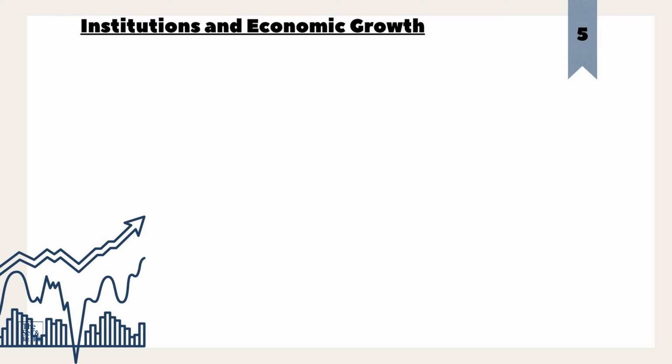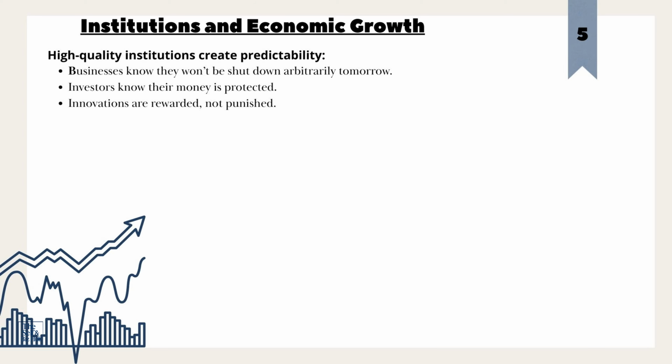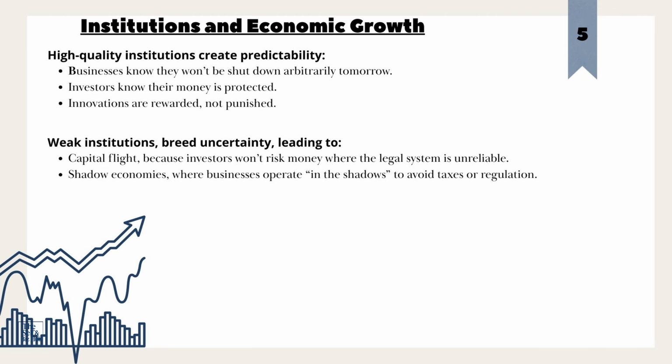Institutions and economic growth. High-quality institutions create predictability. Businesses know they won't be shut down arbitrarily tomorrow. Investors know their money is protected. Innovations are rewarded, not punished. Weak institutions, on the other hand, breed uncertainty, leading to capital flight, because investors won't risk money where the legal system is unreliable. Shadow economies, where businesses operate in the shadows to avoid taxes or regulation.